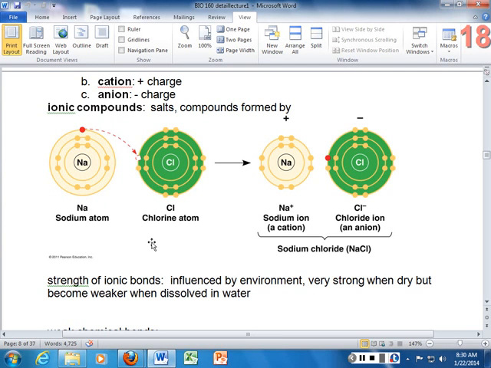So these tend to be pretty strong bonds when they're dry. However, when you put them in water, they will usually break apart. So they will have a tendency to dissolve in water, anything that is bound ionically like that.